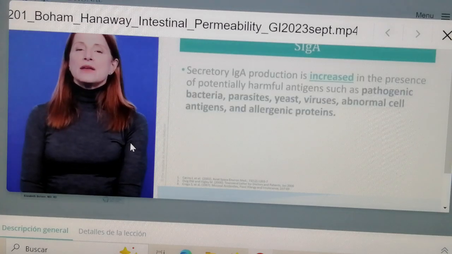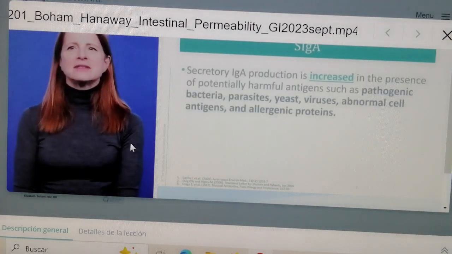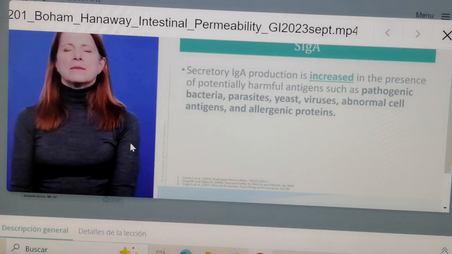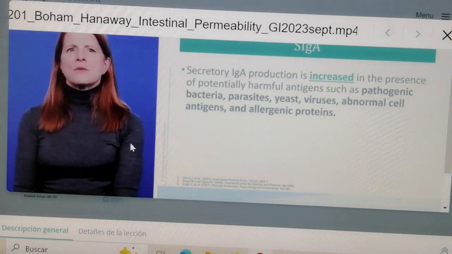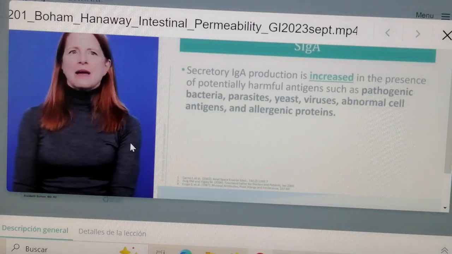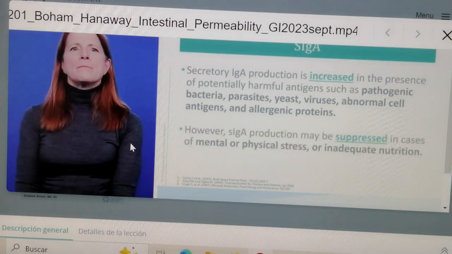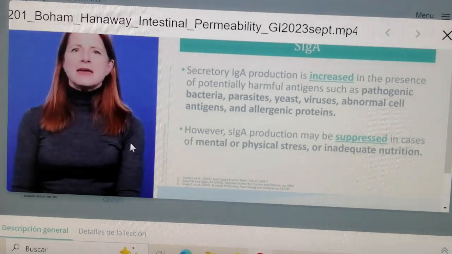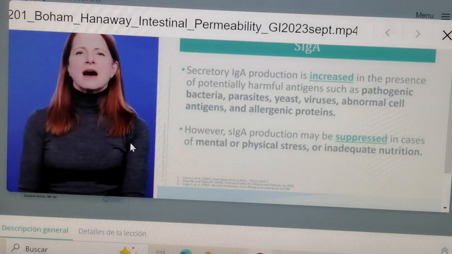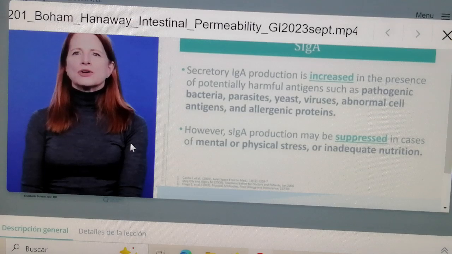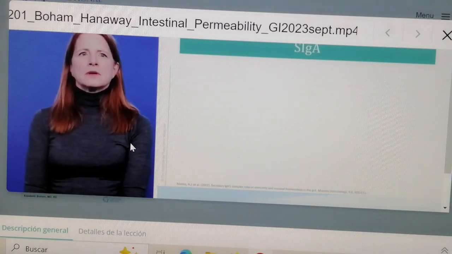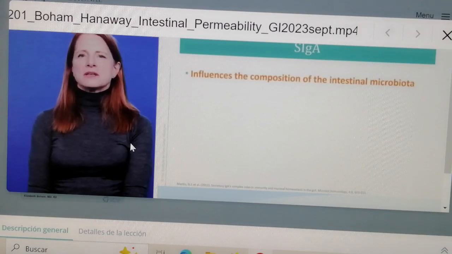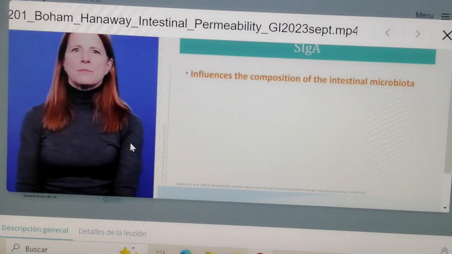So we do know that secretory IgA increases when there is an intruder on board, right? A pathogen, a bacteria, a virus, abnormal cells, allergenic proteins, a lot of food reactions. But low secretory IgA may be an indication that somebody is not getting adequate nutrition or they're under a lot of stress as well. So it can influence the composition of the intestinal microbiota.